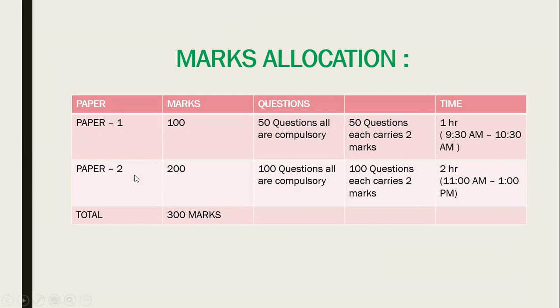Coming on to Paper 2, it is for 200 marks, where every question is compulsory, and we will be having 100 questions, and every question is going to carry 2 marks. The time allocated for this is 2 hours, which starts from 11 o'clock in the morning and ends by 1 o'clock in the afternoon. Totally, these two papers stand for 300 marks, and it is very important for your passing.